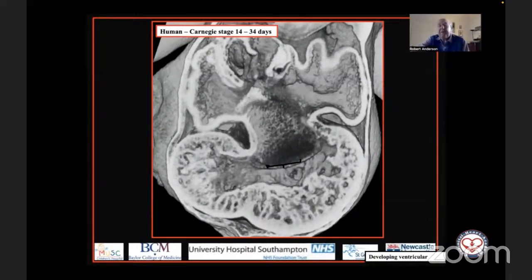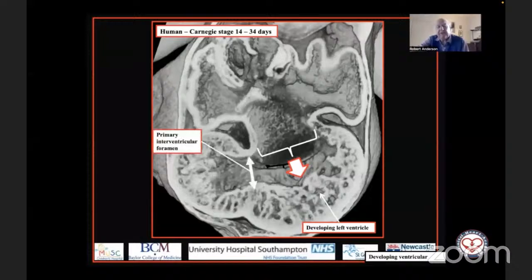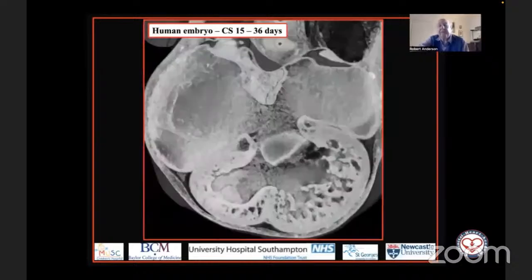I'm showing you this time a 4-chamber section, because I want to emphasize again that at this early stage, the entirety of the circumference of the atrioventricular canal is looking into the developing left ventricle. So all of the blood at this stage entering the developing ventricle has to pass through that primary interventricular foramen if it is to reach the developing right ventricle.